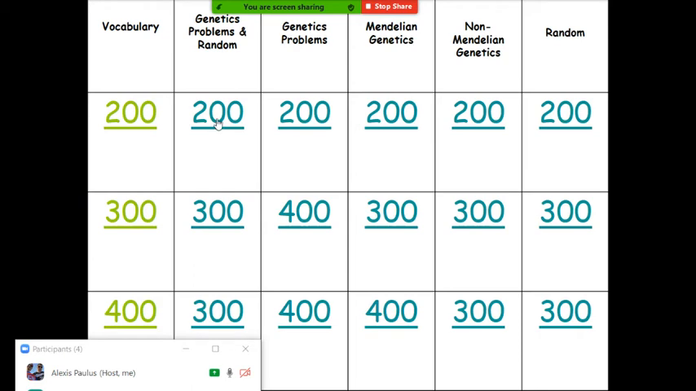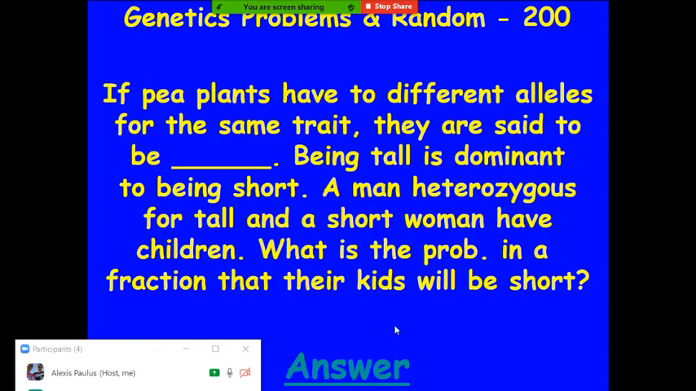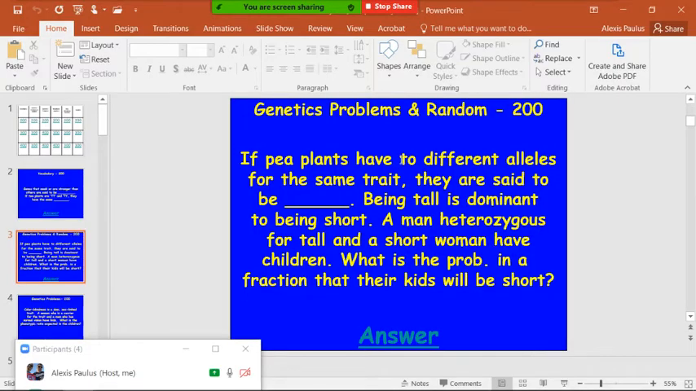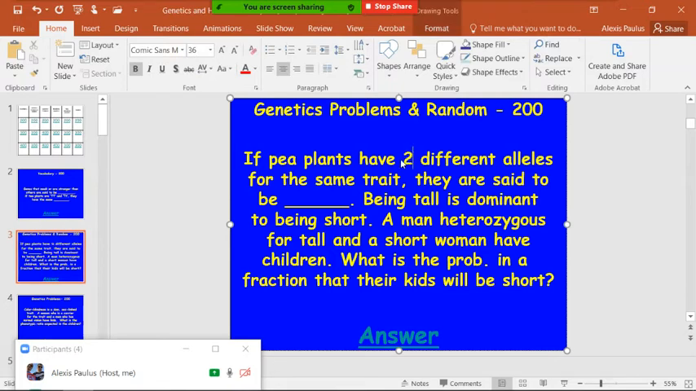Here we go. Let's get into some genetics problems. Pea plants have what? Sorry about that. Let me correct that. Two different alleles, sorry.